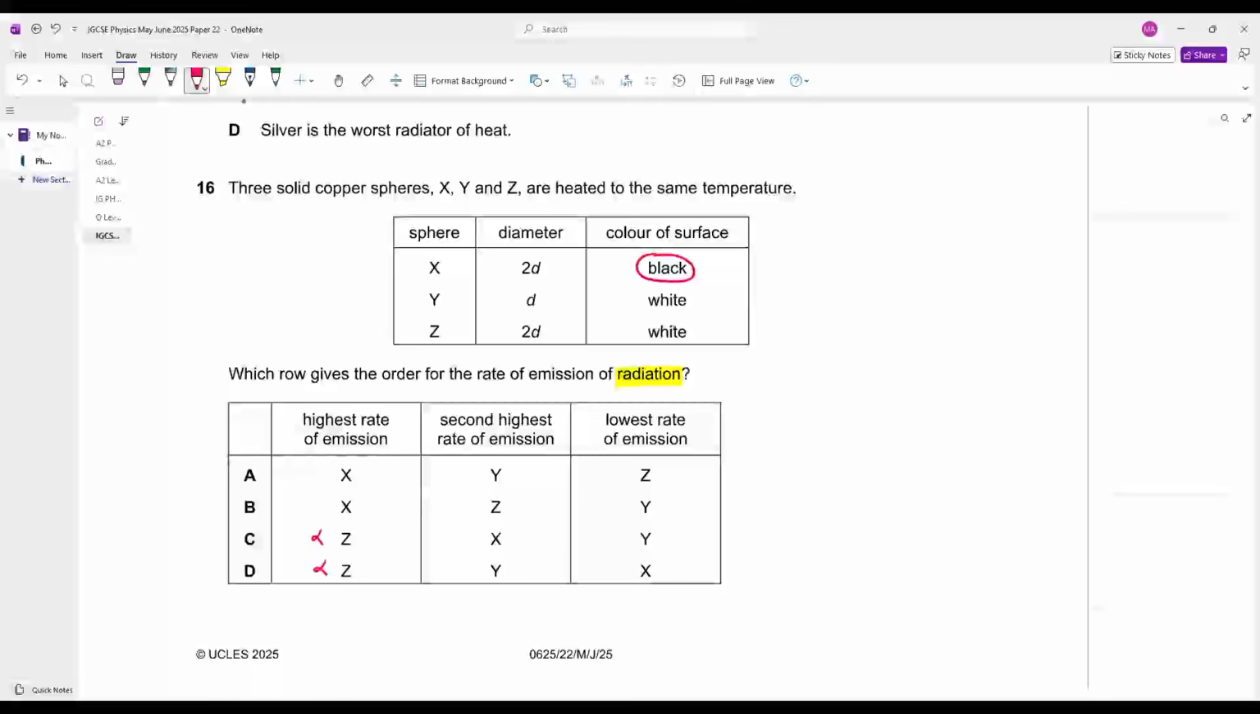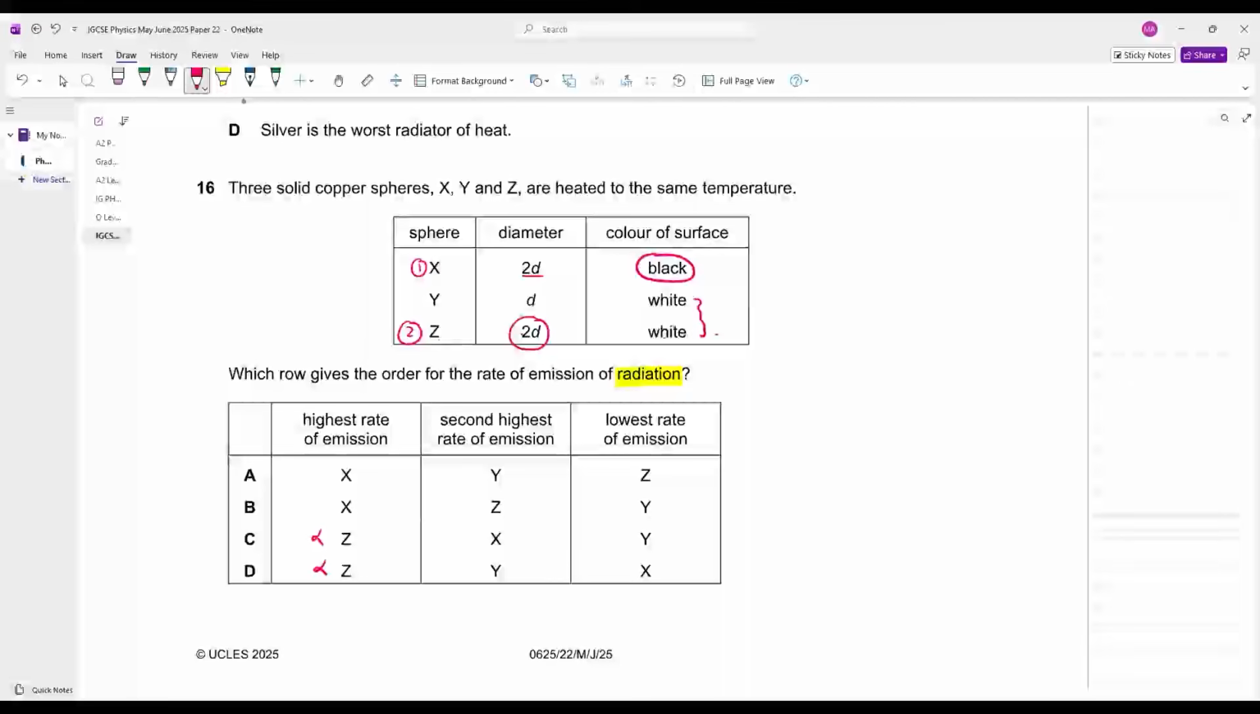ओके. देन यू हैव टू ऑप्शंस, बोथ ऑफ देम आर वाइट. अब वाइट में से कौन सा ऑप्शन चूज करेंगे बेटा? इसका डायमीटर ज्यादा होगा, बिकॉज एज योर डायमीटर इंक्रीजेस योर रेट ऑफ एमिशन इंक्रीजेस. तो फर्स्ट आ जाएगा आपका X बिकॉज इट इज ब्लैक एंड हैज अ डायमीटर ऑफ 2D. सेकंड आ जाएगा Z बिकॉज इट हैज अ डायमीटर ऑफ 2D एंड इट इज वाइट.